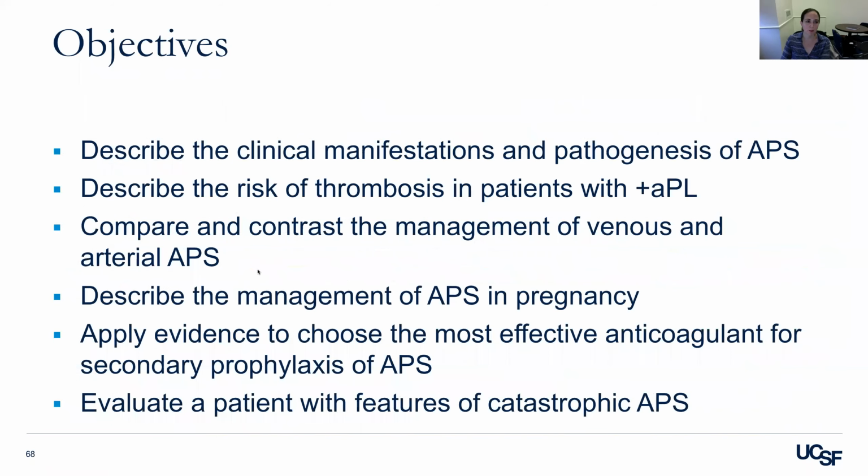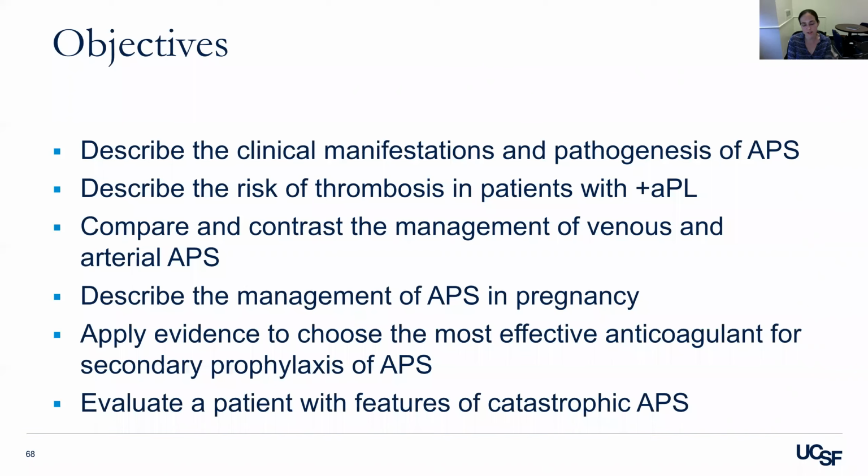So just to wrap up here, we've gone through a lot together today. We touched on the clinical manifestations and pathogenesis of APS. You're now able to describe the risk of thrombosis in patients with positive antiphospholipid antibodies. Use that to counsel your patients and think about the potential role for primary prophylaxis in these individuals.